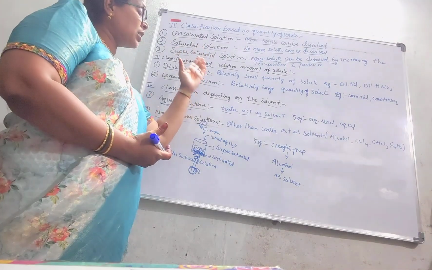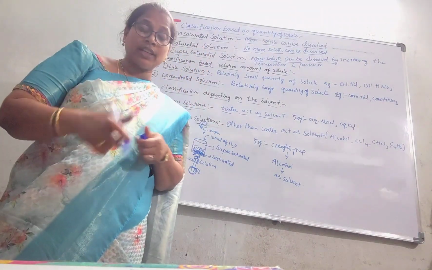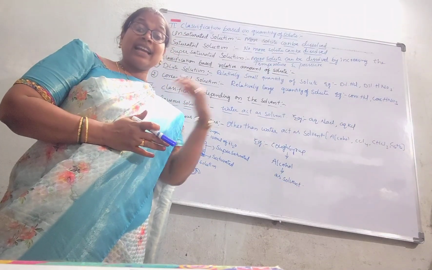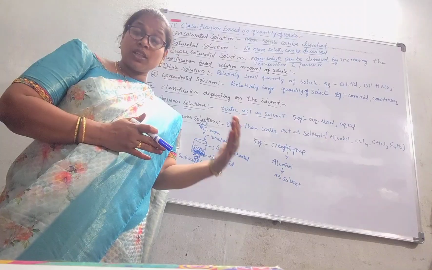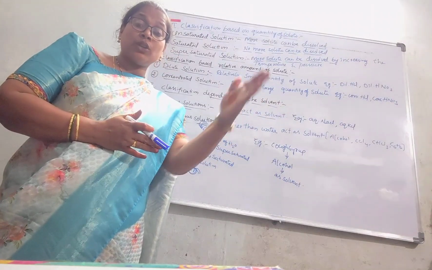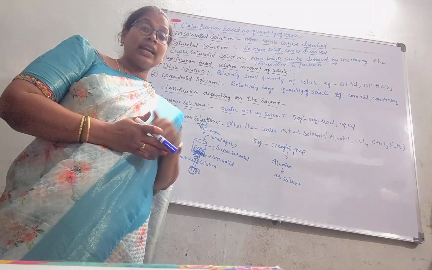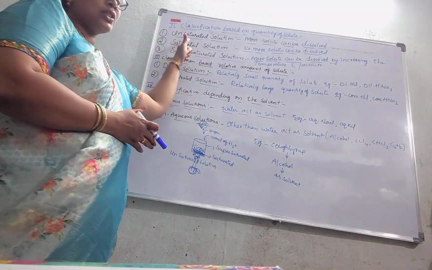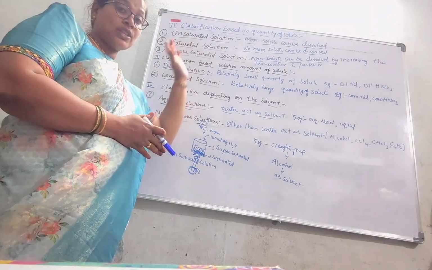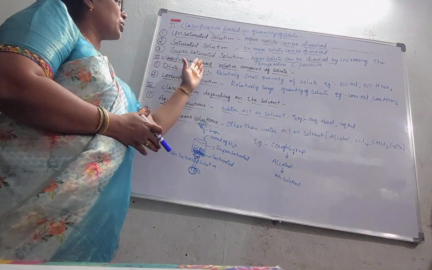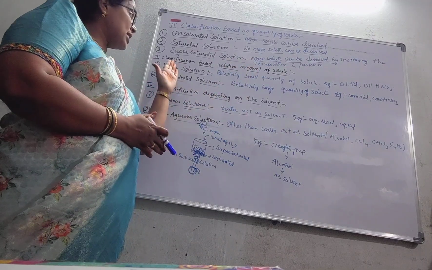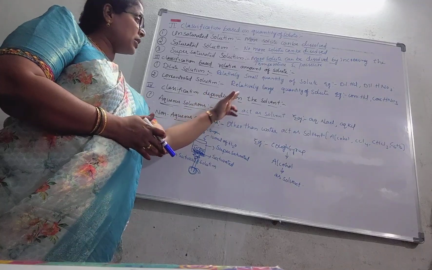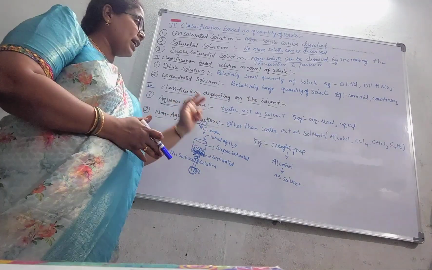So in total we have 4 classifications. The first is based on the physical state of solute and solvent: gaseous solutions, liquid solutions, solid solutions, which are again subdivided into 3 each, making 9. The second is based on the quantity of solute: saturated, unsaturated, supersaturated solutions. The third is based on the relative amount of solute: dilute and concentrated solutions. The fourth is based on the solvent: aqueous and non-aqueous solutions.